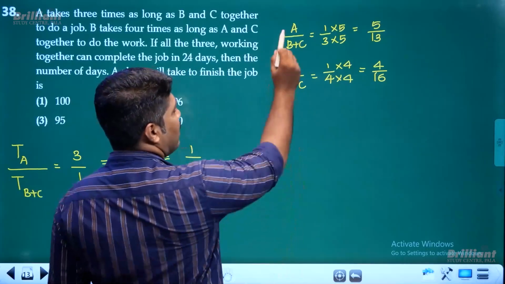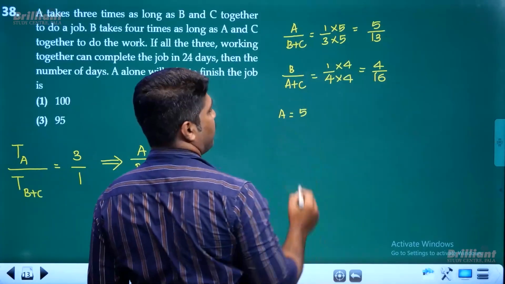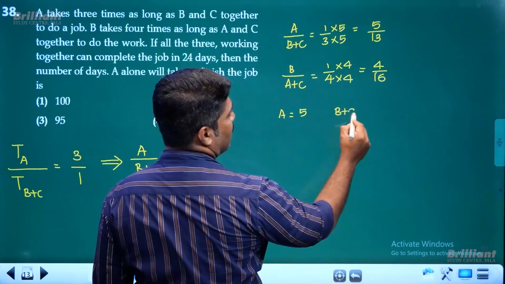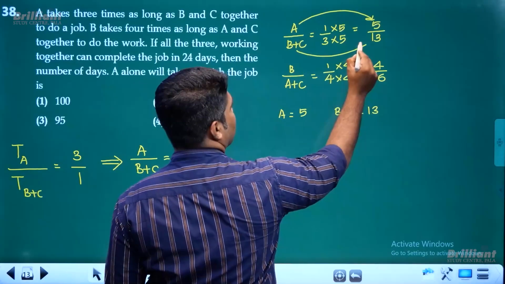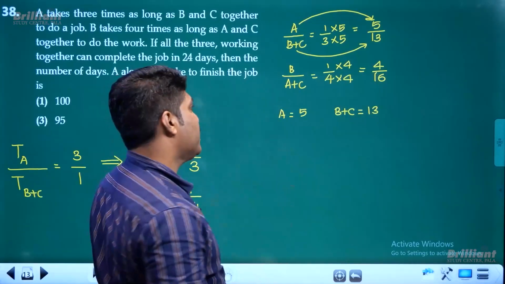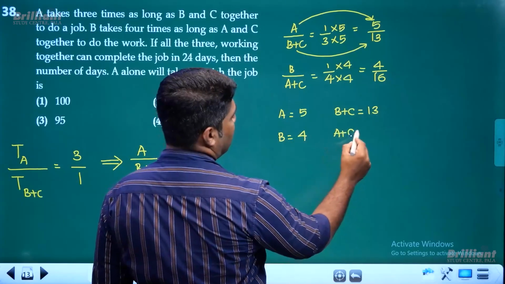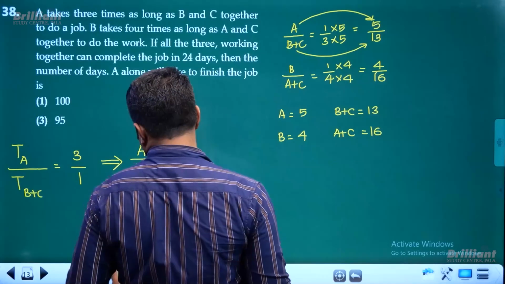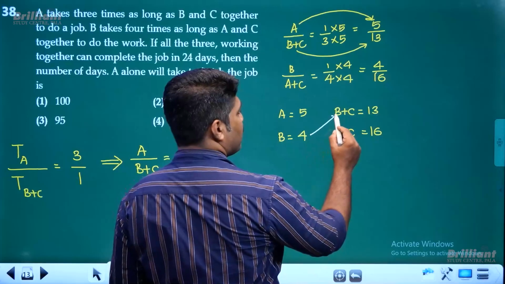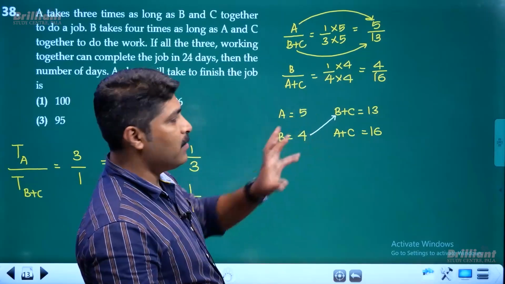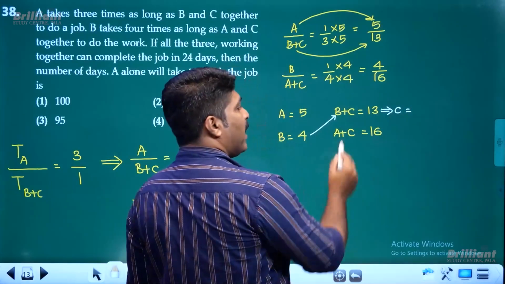We just simply take this A equal to 5. From this arrangement, as per this first ratio, A is equal to 5 and B plus C equal to 13. Similarly, from the second fraction, B equal to 4 and A plus C equal to 16. We just substitute the values of A and B in reverse order. That means B is equal to 4 if we are substituting here. If B equal to 4, then what will be the value of C? So then the value of C is equal to 9.